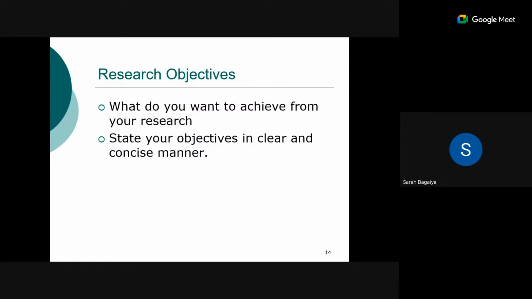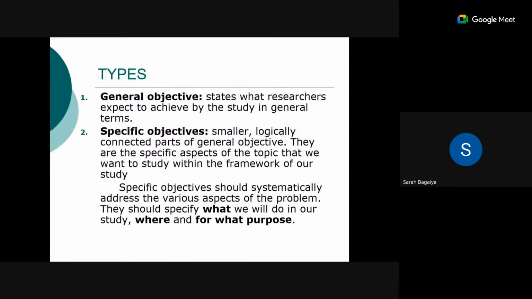So, research objectives. It's important that you state what you want to achieve from your research, and you state your objectives in a clear and concise manner before undertaking any research project. Types: we have general objectives, which state what researchers expect to achieve by the study in general terms. And then we have specific objectives, which are smaller, logically connected parts of general objectives. They are the specific aspects of the topic that we want to study within the framework of our study.